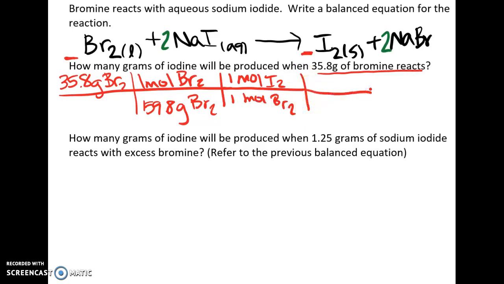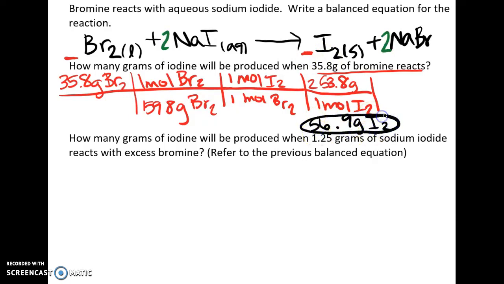And then our last step is to get to grams of that iodine. So again, I need the molar mass of iodine, which is 253.8. On your calculator, you should be getting 56.858. Again, we want to have the right number of sig figs, so 3 sig figs, so 56.9 grams of iodide would be your final answer.